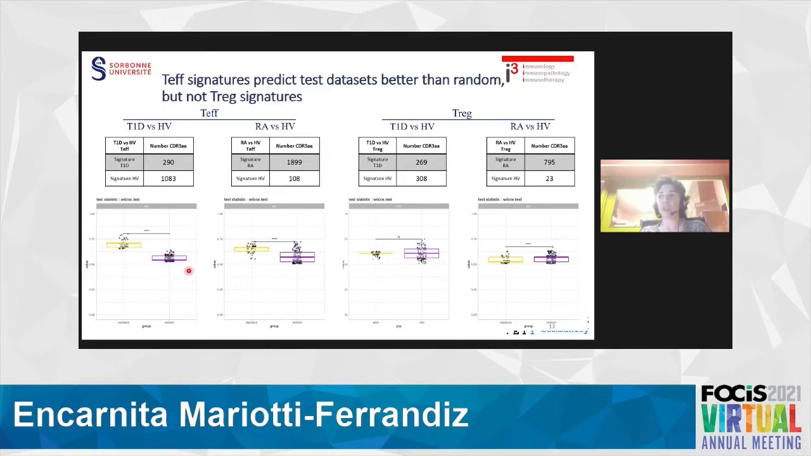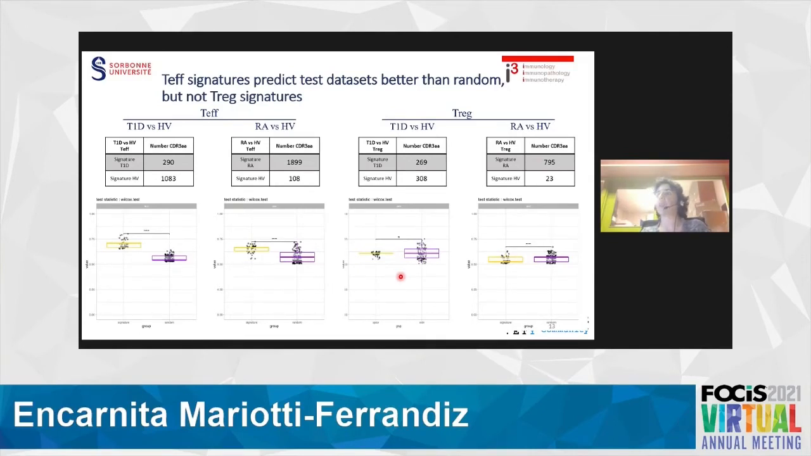This random signature is a collection of TCRs with the same number of TCRs as our signature and the same characteristics in terms of CDR3 length and composition. As you can see, for T effector cells, the signatures obtained for T1D and airr were able to predict the remaining 25% of the samples, meaning classifying properly the remaining 25% of the samples, which was not the case for the regulatory T cell signature.